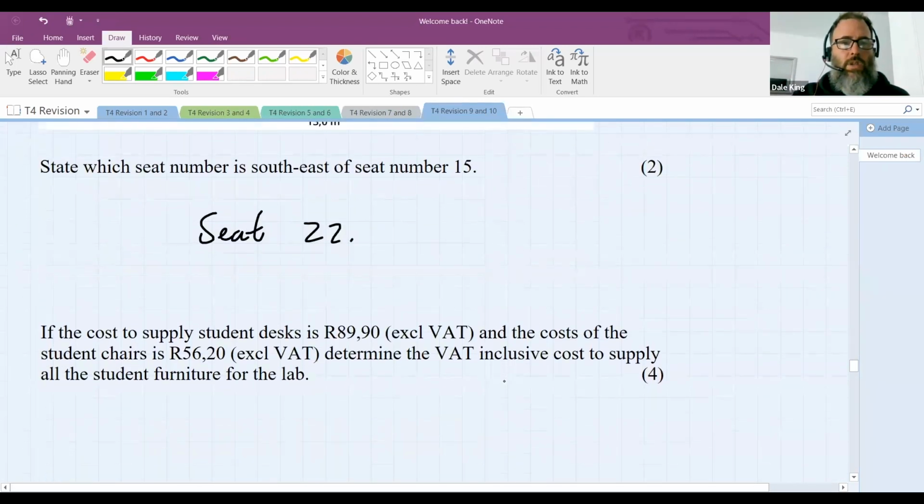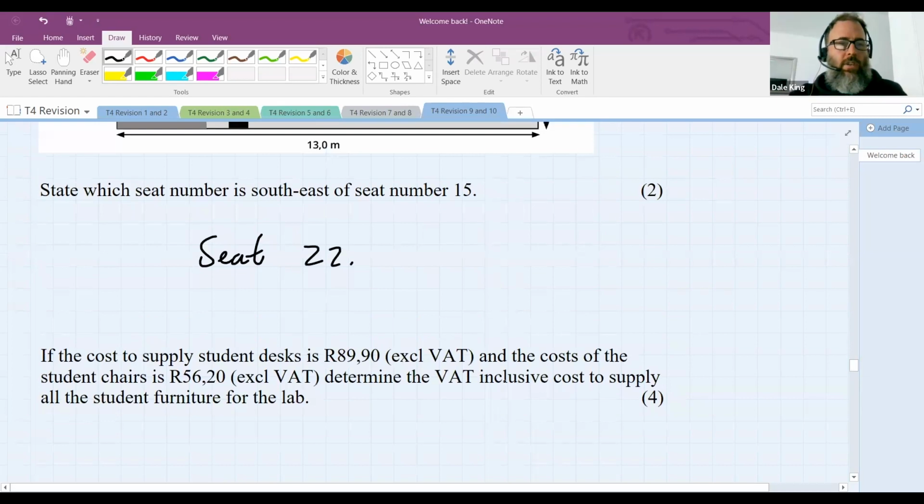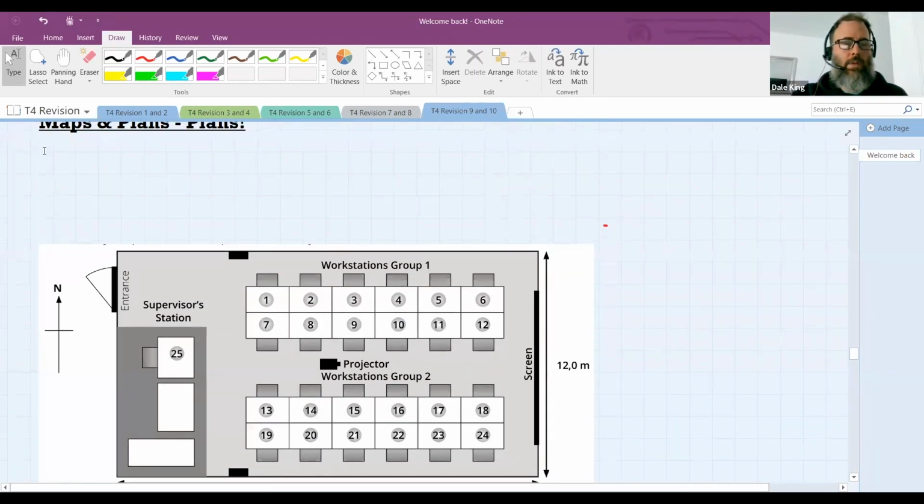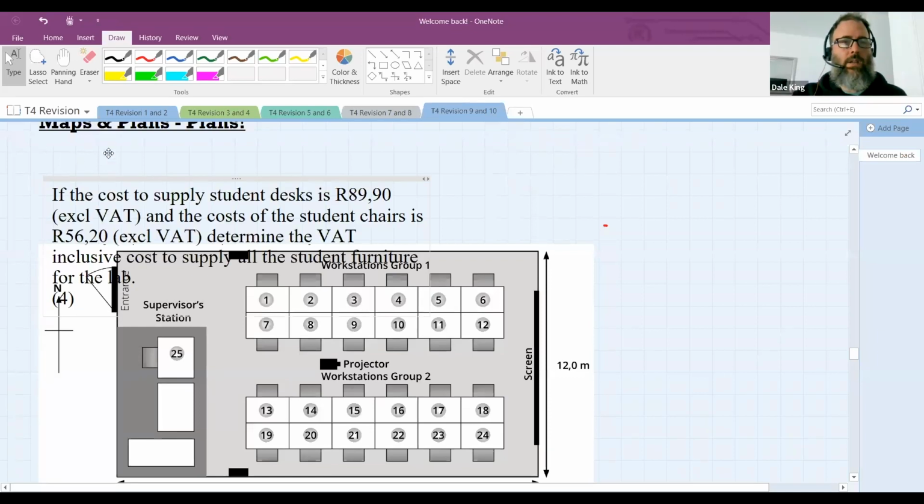Here's the next question. If the cost to supply student desks is R89.90 excluding VAT, and the cost of the student chairs is R56.20 excluding VAT, determine the VAT inclusive cost to supply all the student furniture for the lab. I'm actually going to copy this question and bring it up here, and delete that and pop the question up at the top. All right, so there's the question at the top.